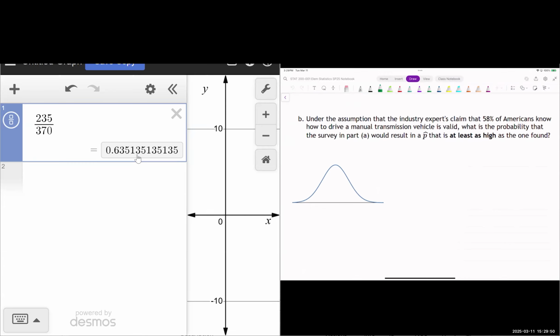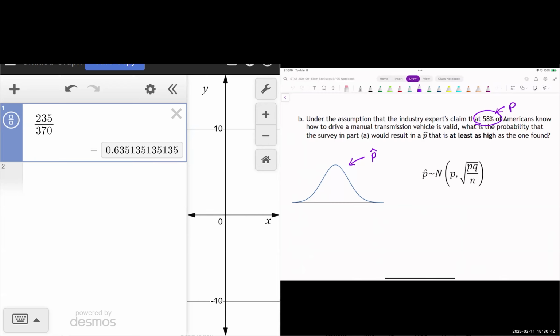In part B, it says, under the assumption that the industry experts' claim that 58% of Americans know how to drive a manual transmission is valid, what is the probability that the survey that we took in part A would give us a p hat that is at least as high as the one that was found? So we're assuming the experts' claim to be correct, which is just telling us that the population proportion is 0.58. And so this distribution is the sampling distribution of p hat.